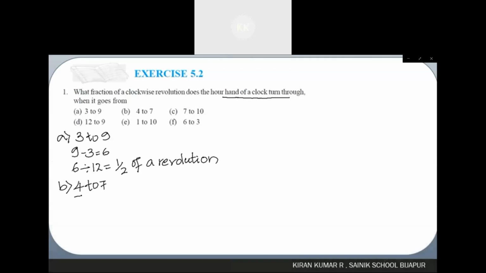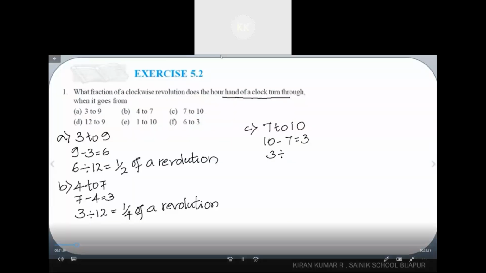This is how we solve. Second one is from 4 to 7. So 7 minus 4 will be 3. When 3 is divided by total 12 hours, I'll get 1/4 of a revolution. Next, C, 7 to 10. It is again same. 10 minus 7 will be 3. When 3 is divided by 12, we get totally 1/4 of a revolution.